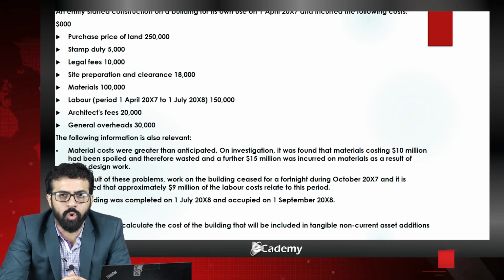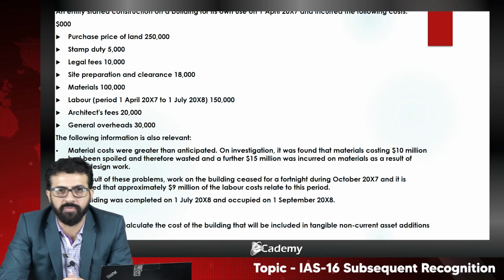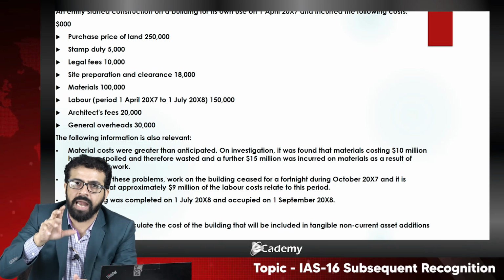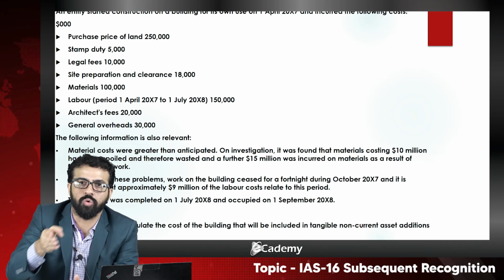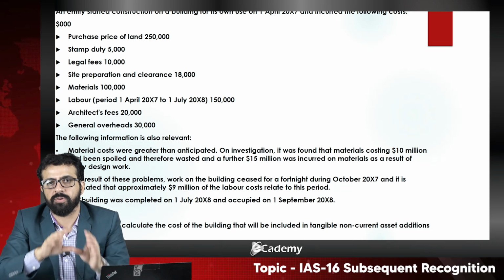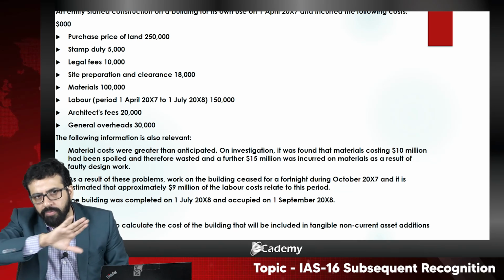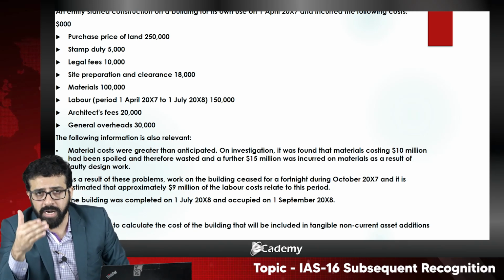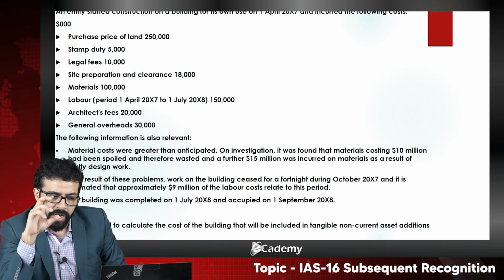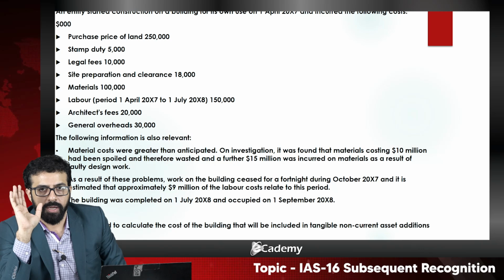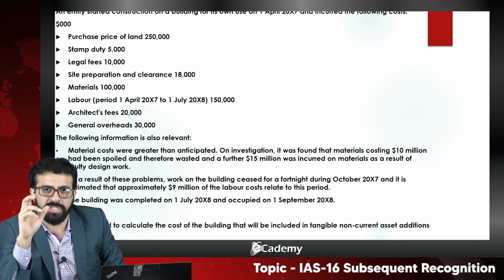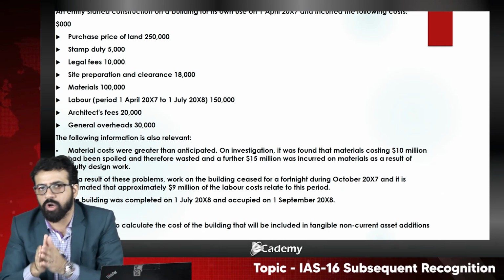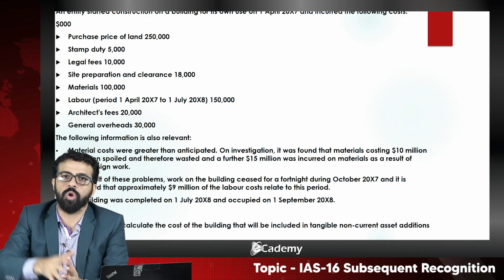So technically we don't include any cost of the labor that has been idle and cannot be allocated to, for example, site construction. So we generally exclude all the cost that has been incurred but has no connection with the construction. Likewise here, the building work ceased, but the cost has been incurred up to $9 million. So that idle cost would not be included in the component of cost.